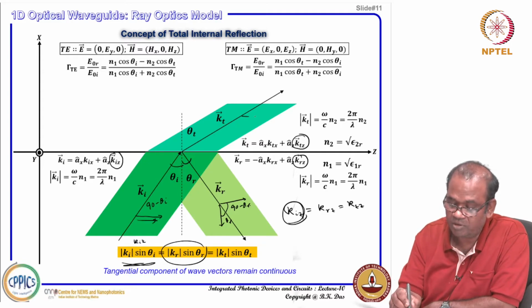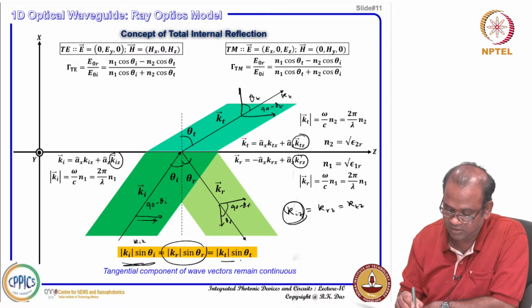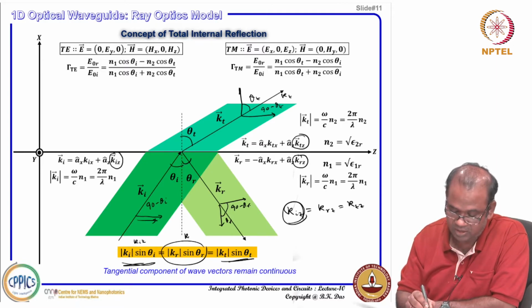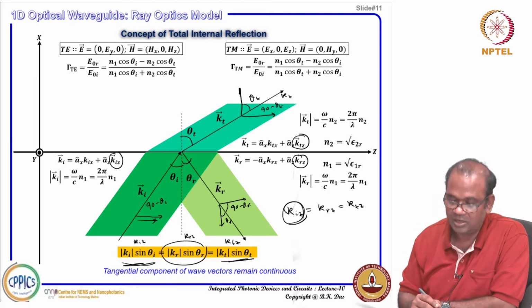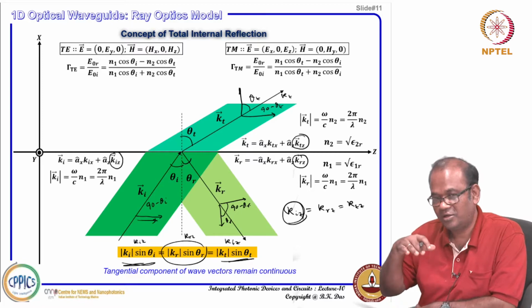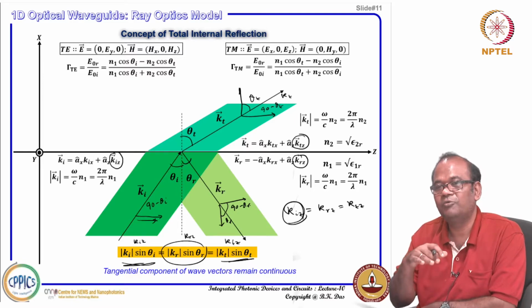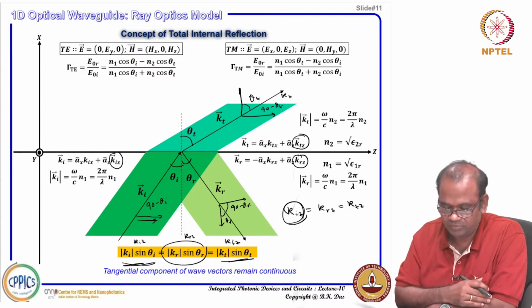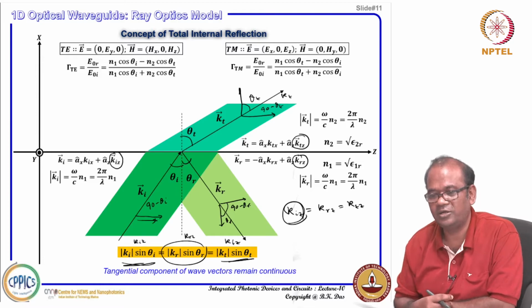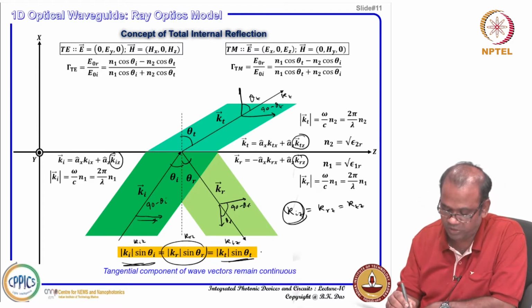Similarly for Kt, this is the z direction and this is the x direction. If this one is theta t, this is 90 minus theta t. So Ktz is Kt sin theta t. This is Krz, this is Ktz. So the transverse components of the wave vector at the interface must be continuous. You can also prove that using the boundary conditions. Any standard electromagnetic theory textbook has it; I have just borrowed it directly.